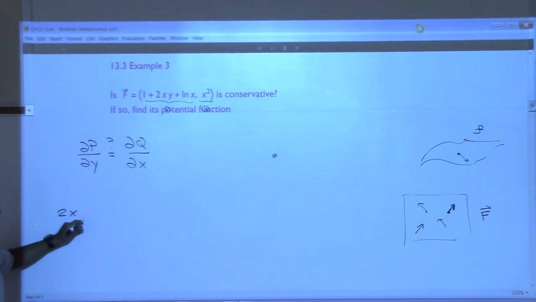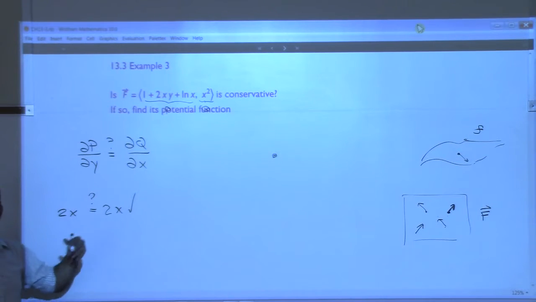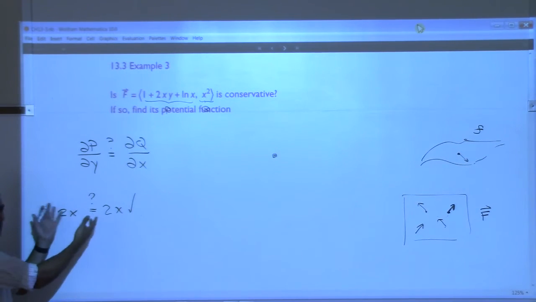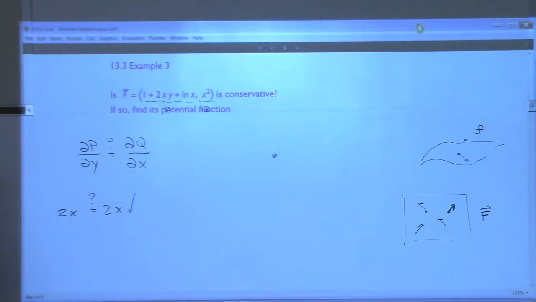Okay, so just that, and then you were asking, is that equal to 2x? And it is, so it's conservative. It's not always 2x. The two problems I've shown you have both been 2x. It's not always that. Too late, I already did that. So now what? You're off the hook. So now what?